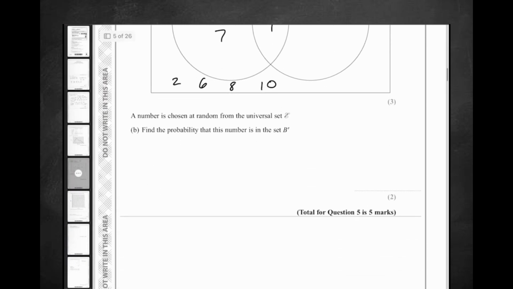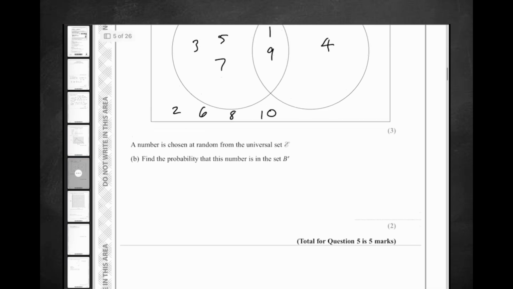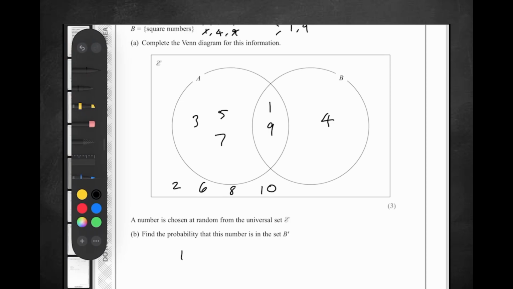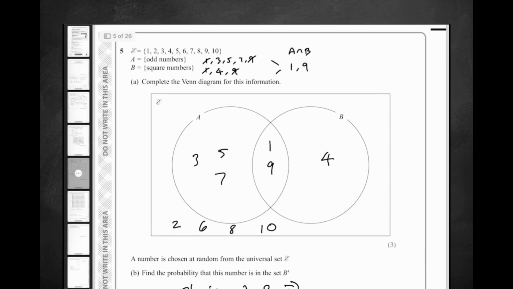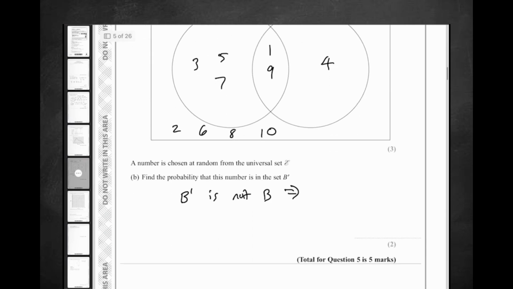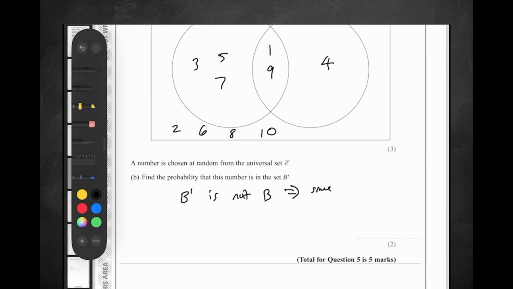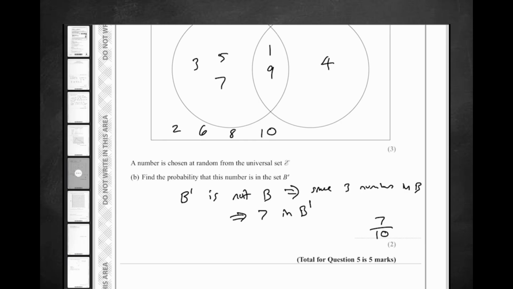Part B. A number is chosen at random from the universal set. Find the probability that this number is in the set B dash. So B dash is not B. So we have 3 numbers from this top section, 1, 4, and 9, that are in B. So since 3 numbers are in B, therefore 7 are in B dash. So the probability is 7 out of the 10 numbers.